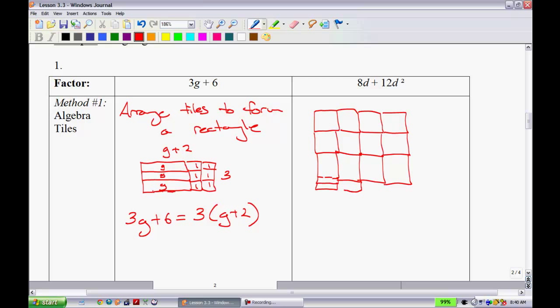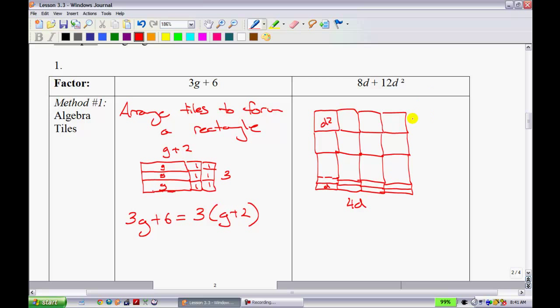2 d's there, like so. Alright, so these are all d squareds, and these were all d's right here. And then we have this factored. Alright, so along the bottom side here, we can see we have 4 d's.